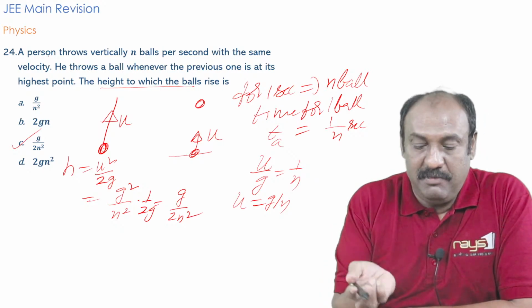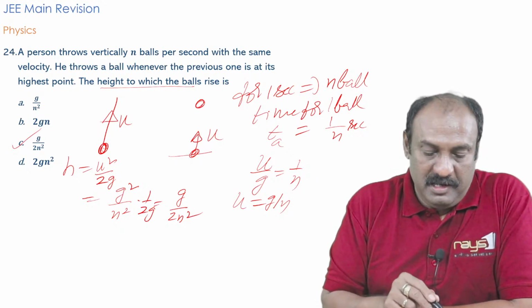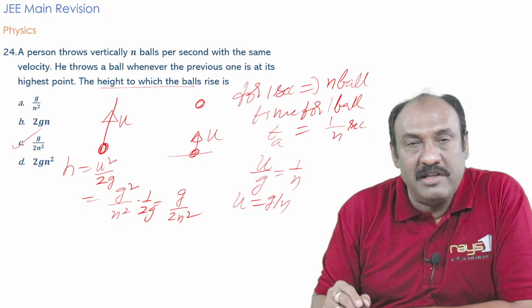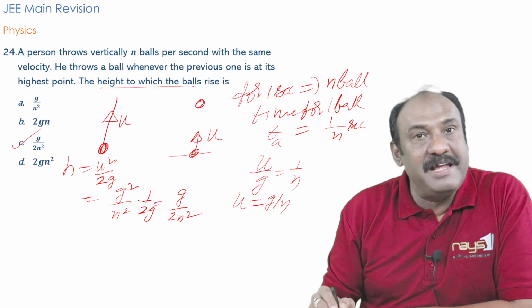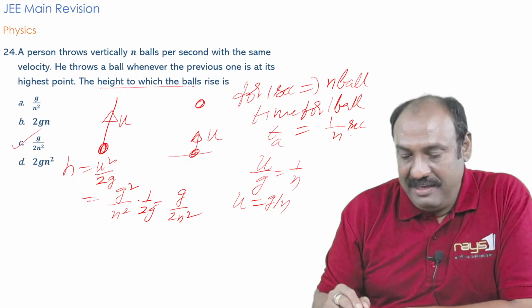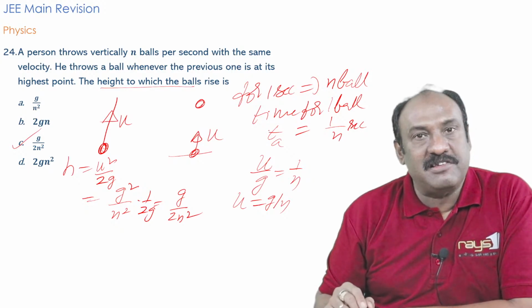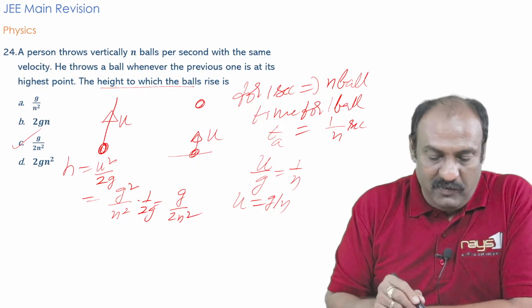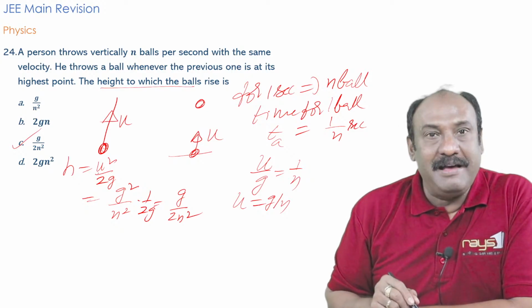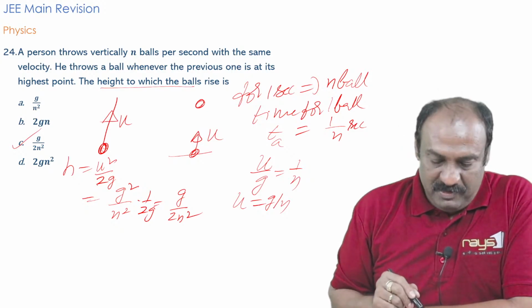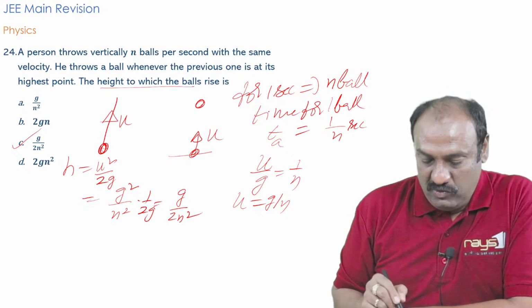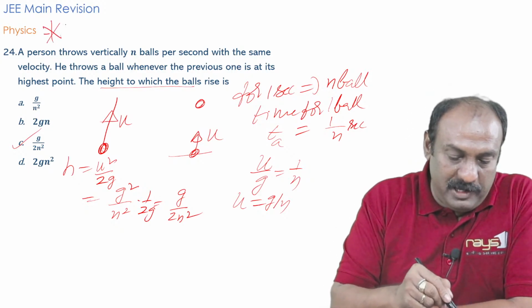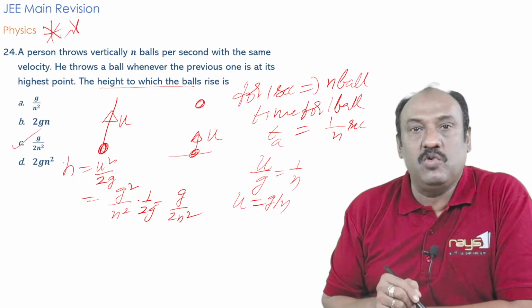So, a person throws n balls per second with the same velocity. He throws a ball whenever the previous one is at the highest point. When he throws n balls in 1 second, the time for each ball to reach maximum height is 1/n second. Indirectly, the time of ascent of each ball is 1/n second, equated to u/g equal to 1/n. From this, u equals g/n. What is the maximum height reached by each ball? The maximum height of a vertically projected body is u²/2g. The u² value is g²/n² into 1/2g. So g gets cancelled, and we get g/2n² as the maximum height reached by each ball. Most important question it is. So the answer is C, g/2n².